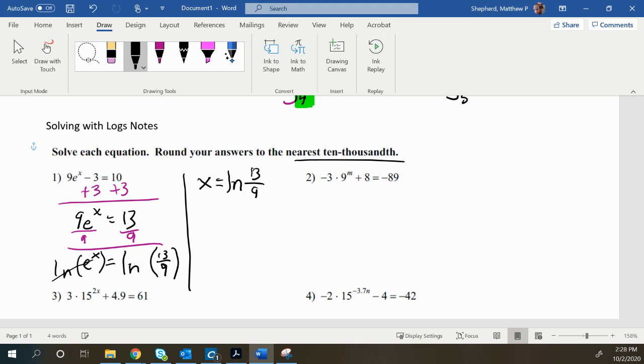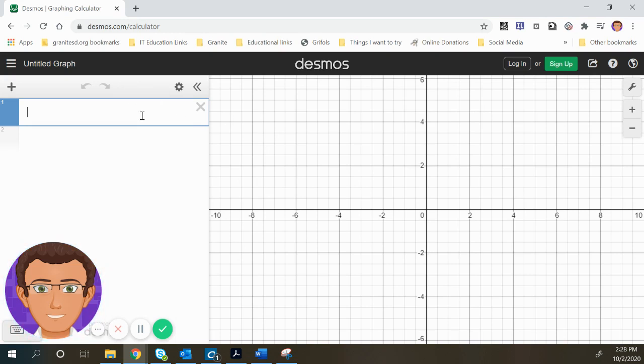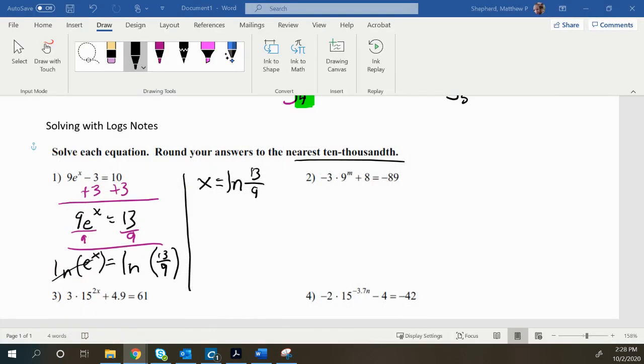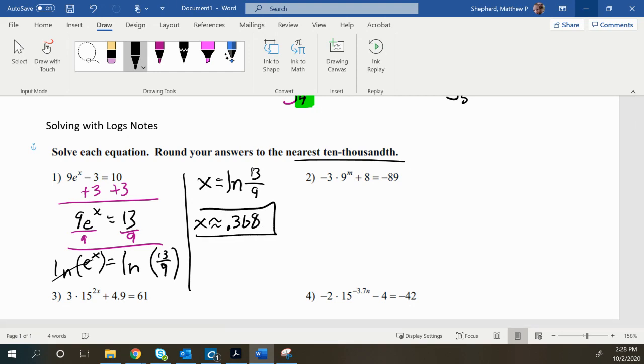Now, this told us we need to round our answers to the nearest thousandth. So what I'm going to do is type that into my calculator. I'm going to be using Desmos. The natural log of 13/9. So the thousandths place would be right there. So 0.368. And we're done.